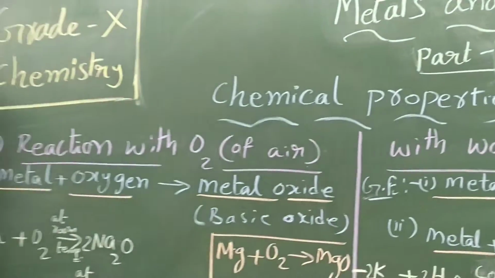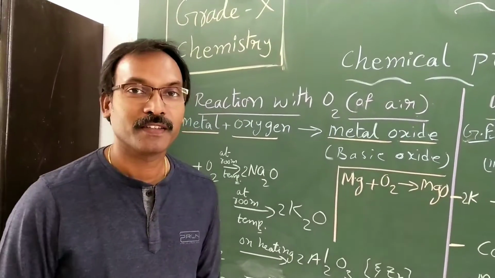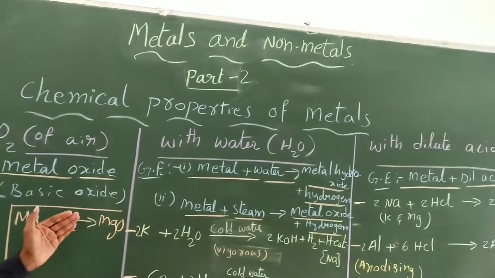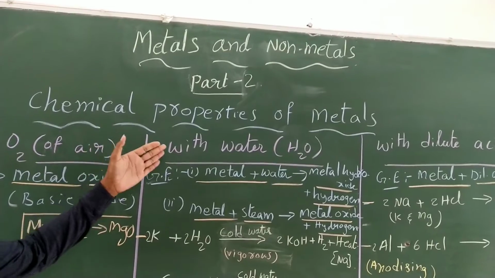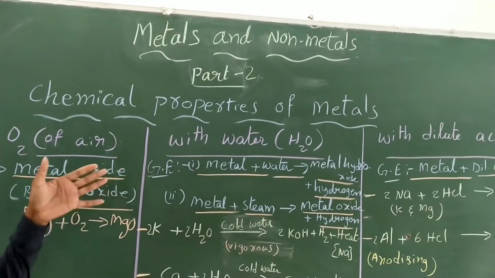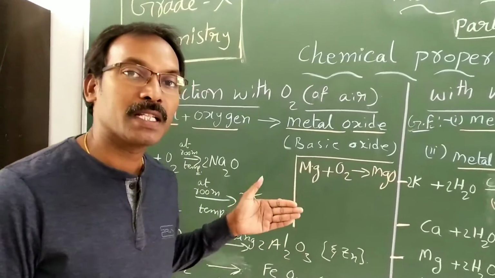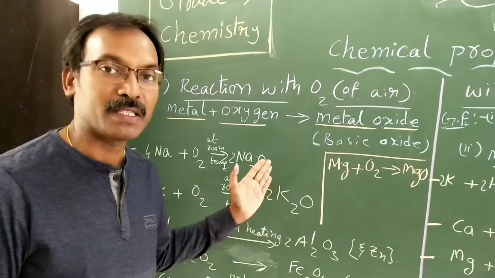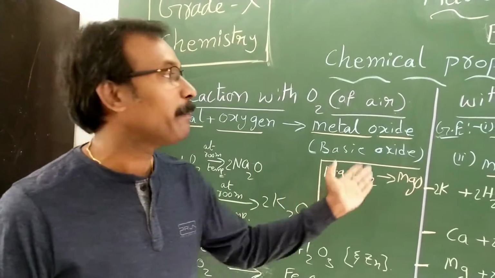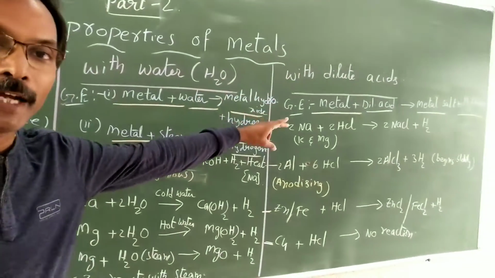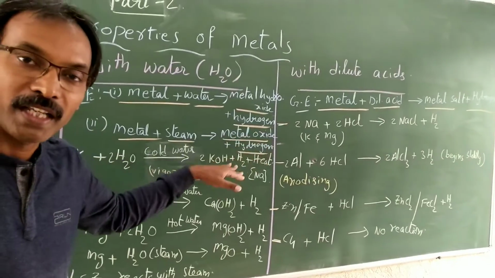Hi children, now we are into part 2 of metals and non-metals. Here in part 2 we are discussing the chemical properties of the metals. Mainly we are discussing how the metals react with oxygen, that means with the air, how the metals react with water, and how the metals react with dilute acids. We are going to understand this in this topic.